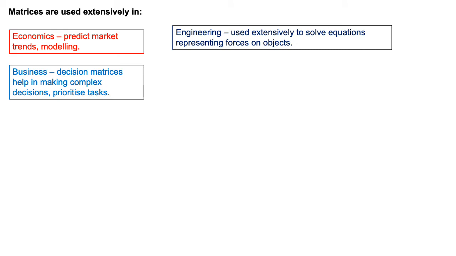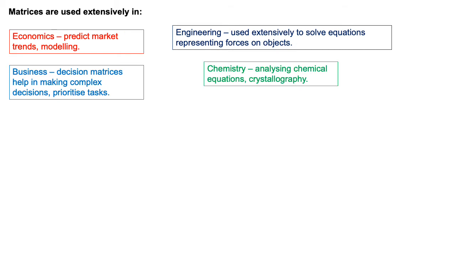Again, in business, complex decisions can be put into a matrix, and then these can be manipulated mathematically to get certain results and predict or prioritize certain tasks. Chemistry, again, analyzing chemical equations. They can be used to describe the structure of crystals.